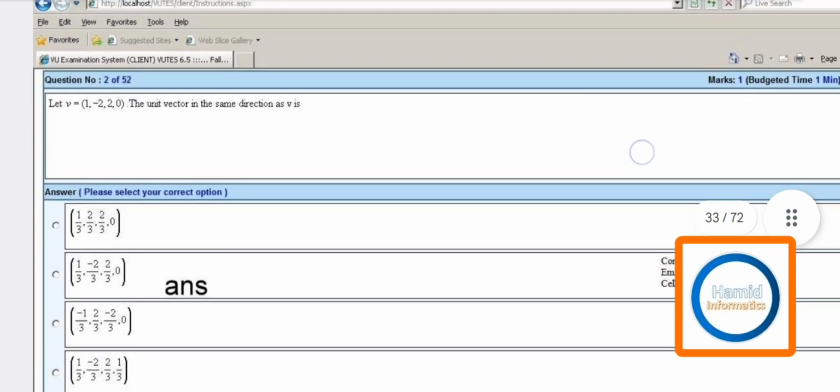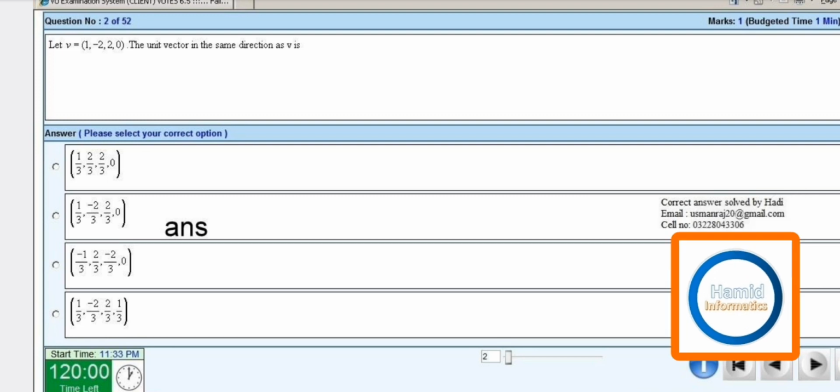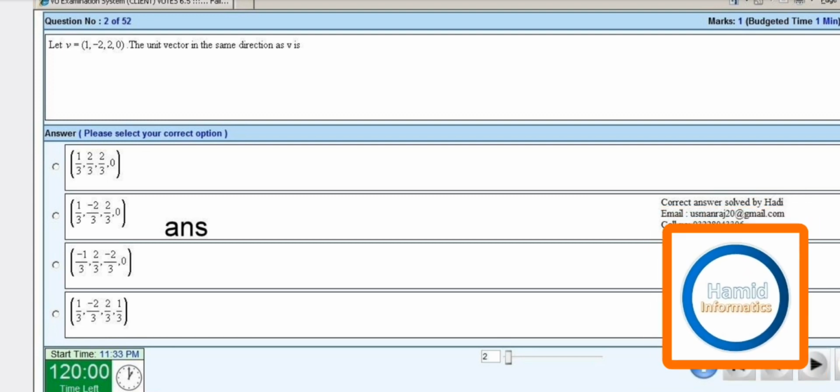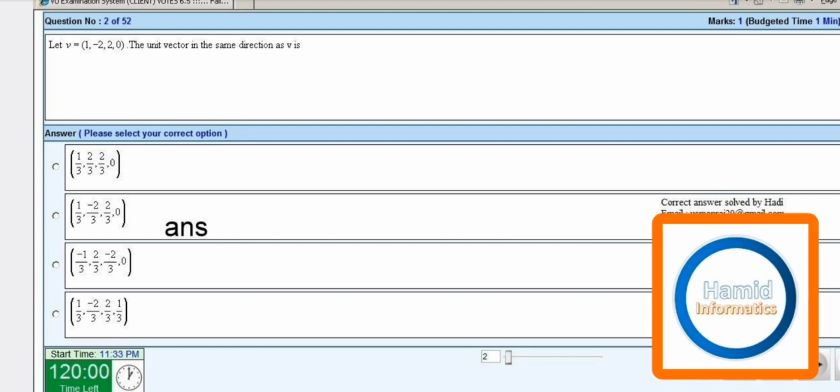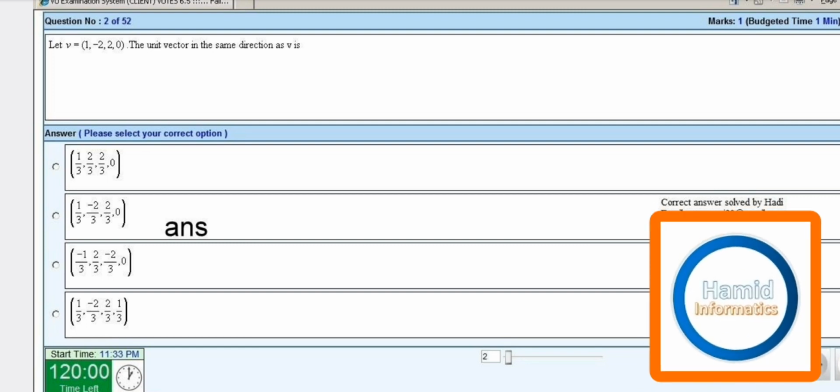Next is: let v equal to (1, -2, 2, 0). The unit vector in the same direction as v is (1/3, -2/3, 2/3, 0).